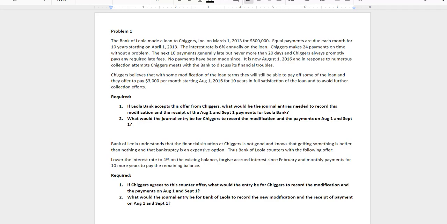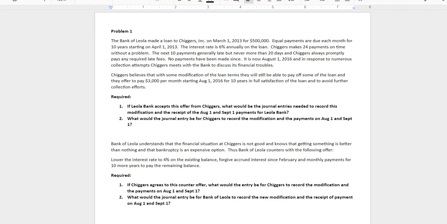So we're now in August, so that means that there has been 7 months without a payment, which means interest has been being added to the loan amount during that time. So we're going to look at options. Chiggers is going to make an offer to the bank. Some modifications of the loan term, they may be able to pay off some of the loan. So they offer to pay $3,000 per month starting on August 1st for 10 years. All right, so that is going to be a change in the terms of the loan.